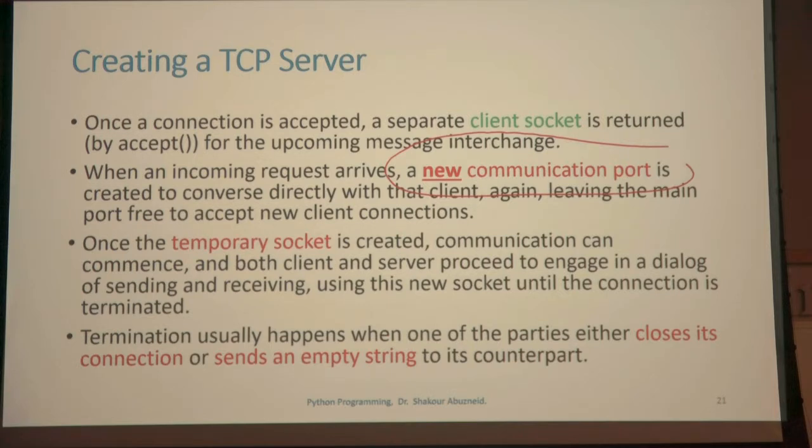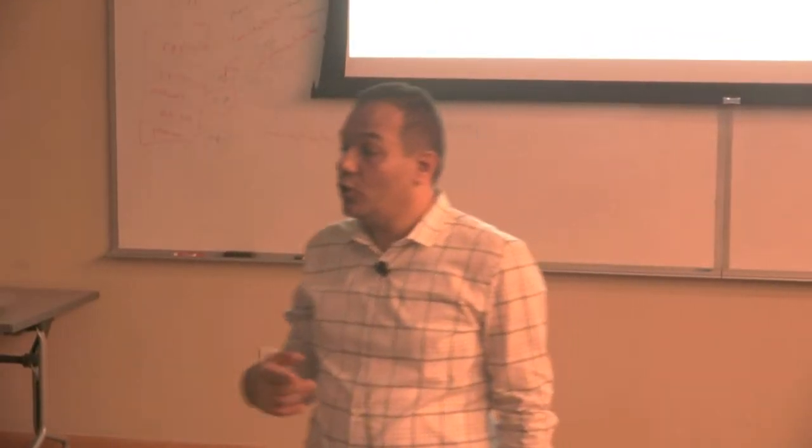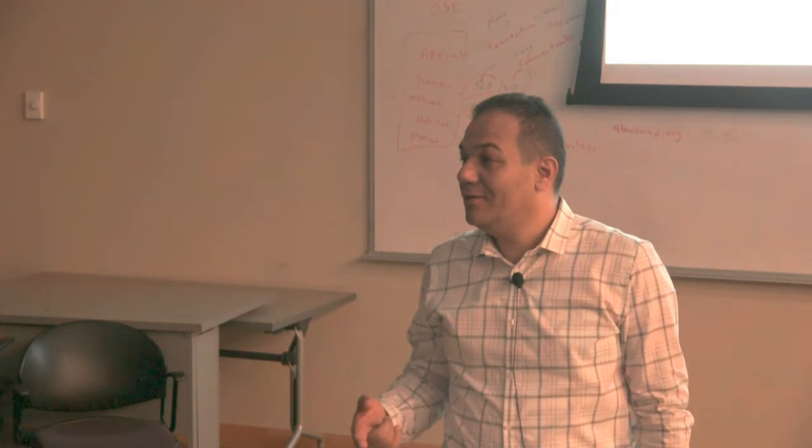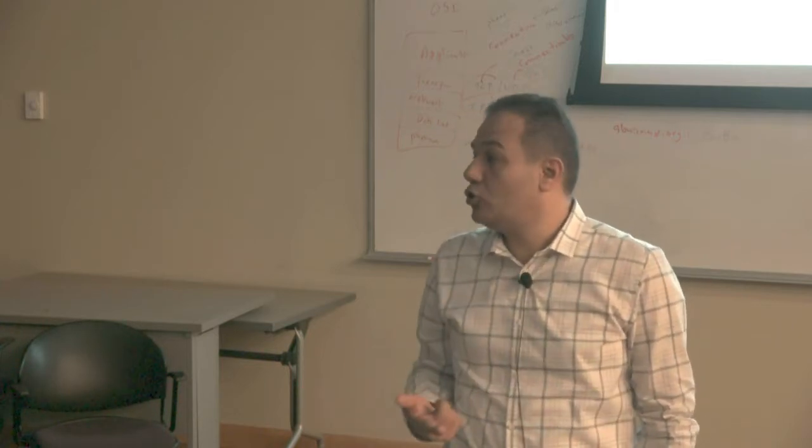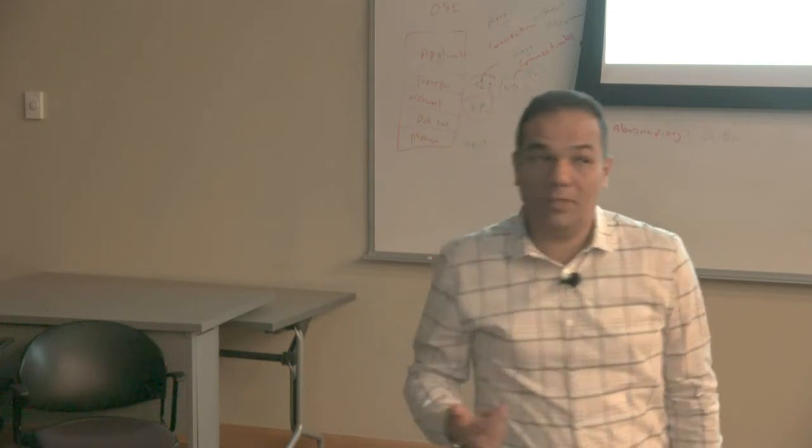Termination usually happens when one of the parties either closes its connection, there's a close function to close the connection, or sends an empty string. If the empty string happens, then it closes. That means for each new communication, you have to establish a new connection. That's why we call it reliable, but that's why we call it slow, because every time I have to spend some time for the connection.